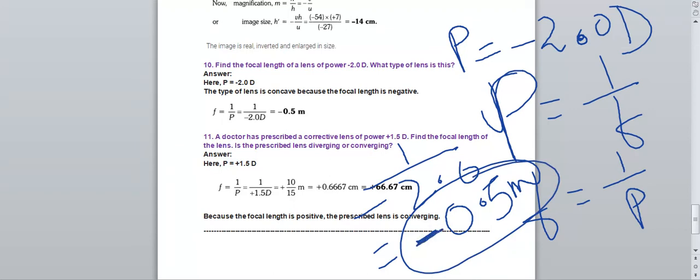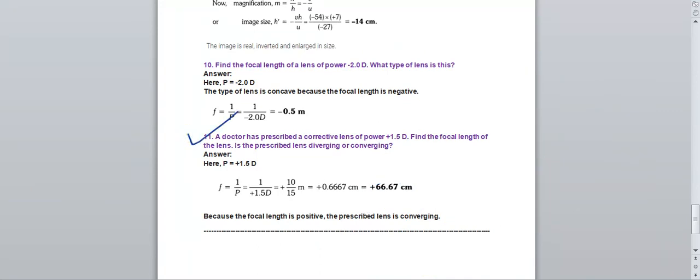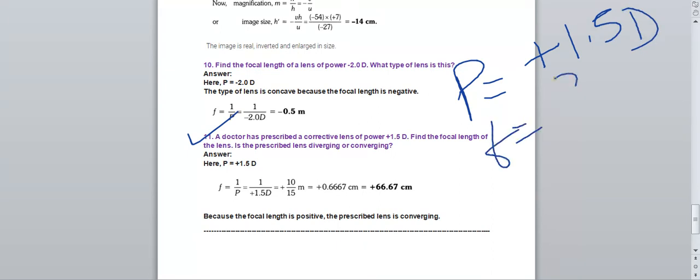Since it is negative, which type of lens is it? It is a concave lens. Next question. A doctor has prescribed a corrective lens of power plus 1.5 diopter. Power is plus 1.5 diopter. Find the focal length. Is the prescribed lens diverging or converging?